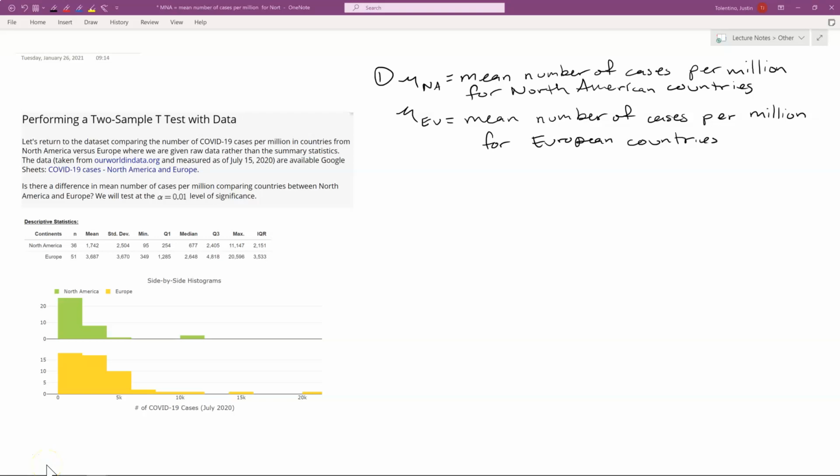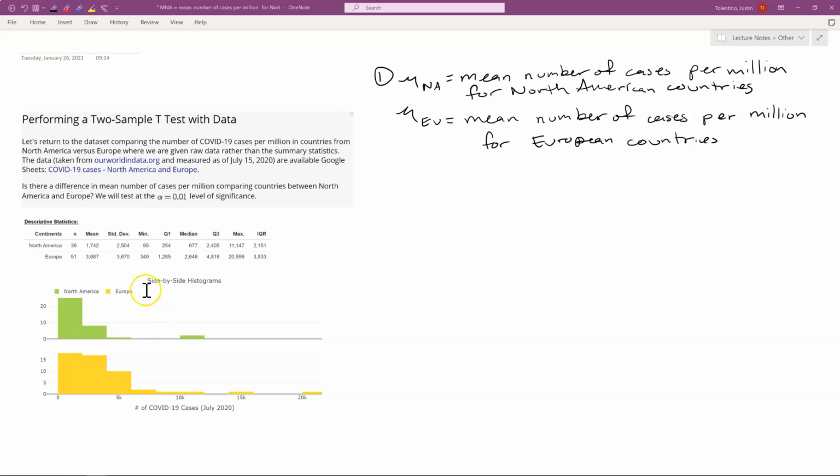Let's take a look at another example of a two-sample t-test, but this time how to do this when we have actual data values rather than just the summary statistics. So in this case, we'll look back at our COVID-19 case per million count for Europe versus North America that we started off with at the start of this lesson. And what we see, just visually, is that it looks like Europe tends to have higher COVID-19 cases per million compared to countries in North America.